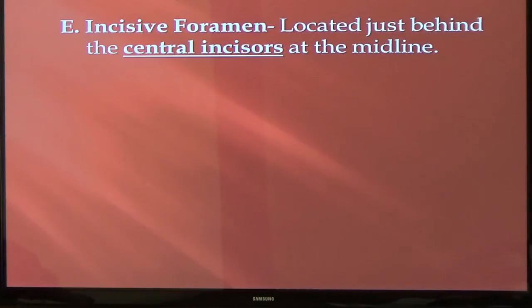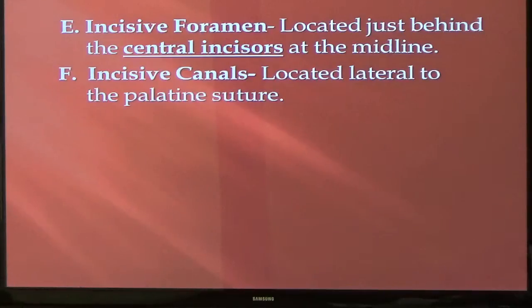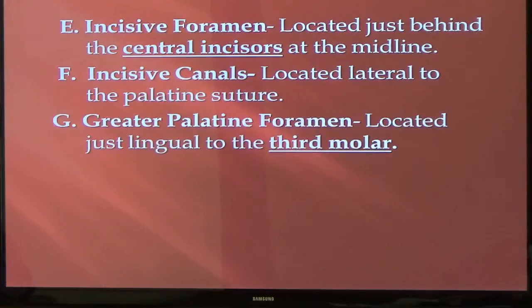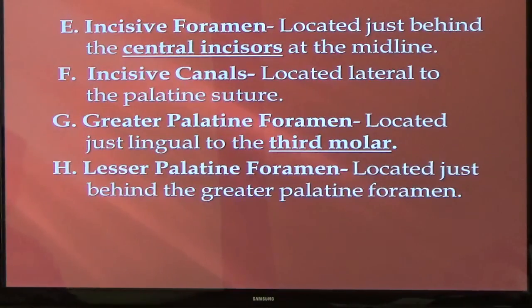Okay, so incisive foramen right behind your central incisor. Incisive canals, again, located lateral to the palatine suture. There's a canal right in the foramen there. Greater palatine foramen, located just lingual to the third molar, and we'll talk about these foramens when we're talking about anesthesia. The greater palatine foramen is way back here. Again, a foramen is just an opening, where arteries and veins and nerves come out, right next to the third molar. Lesser palatine foramen is just another smaller foramen right next to it. That one you don't have to worry about.